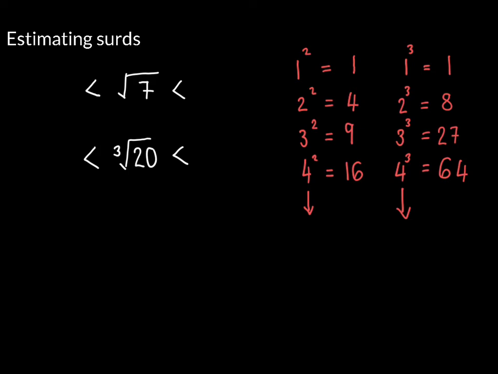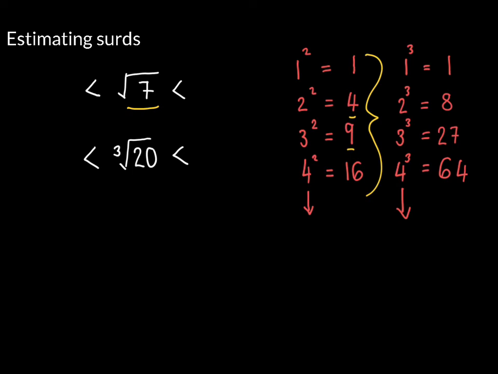When we're estimating surds, if we look at all our squared numbers, where do you think the root of 7 would fall? Because we know that 7 isn't actually an answer to any of our perfect squares, it's going to fall in between two numbers. Think about which of the numbers on this side the square root of 7 would fall in between. So the square root of 7 would definitely fall in between 4 and 9.